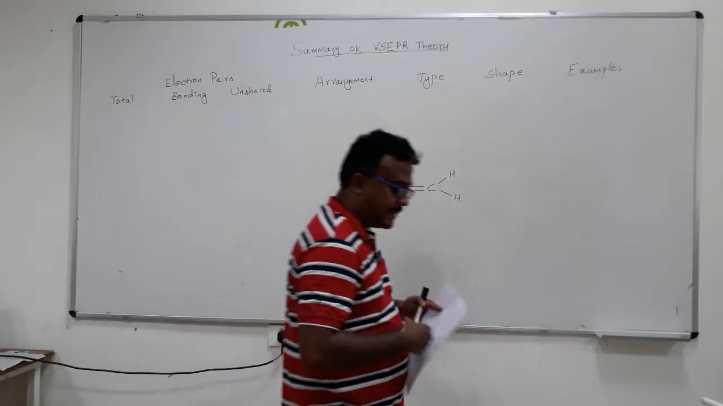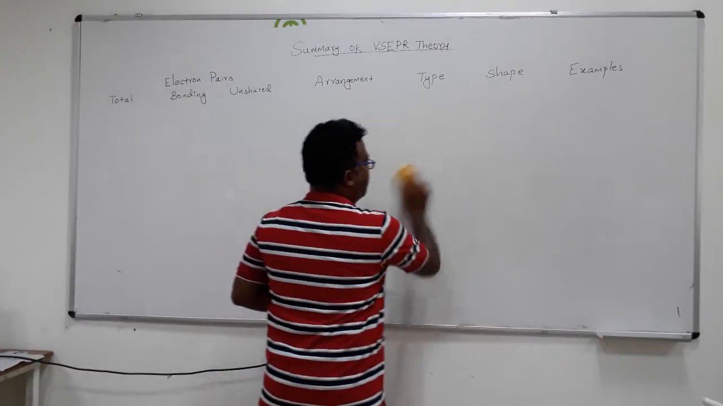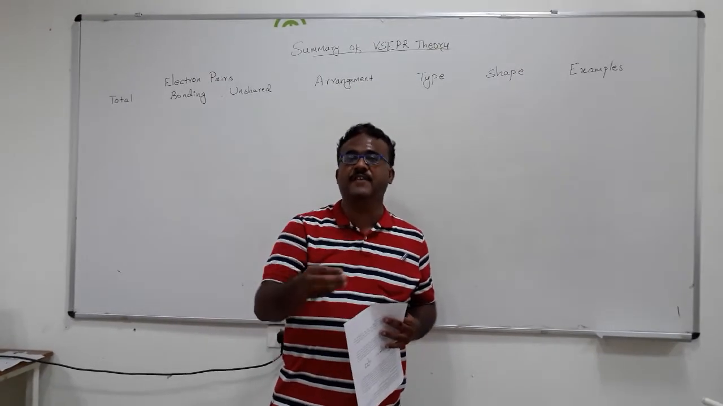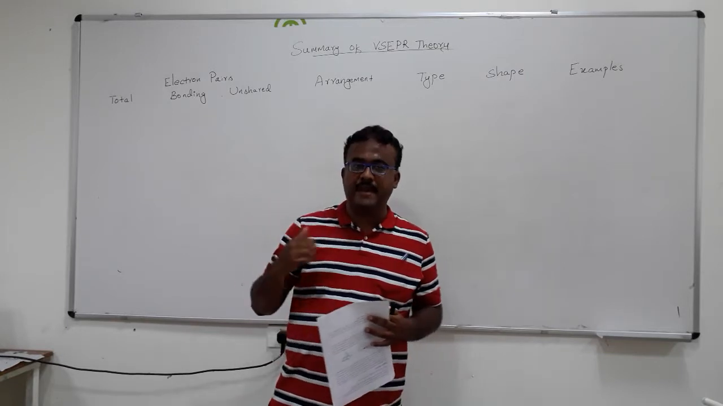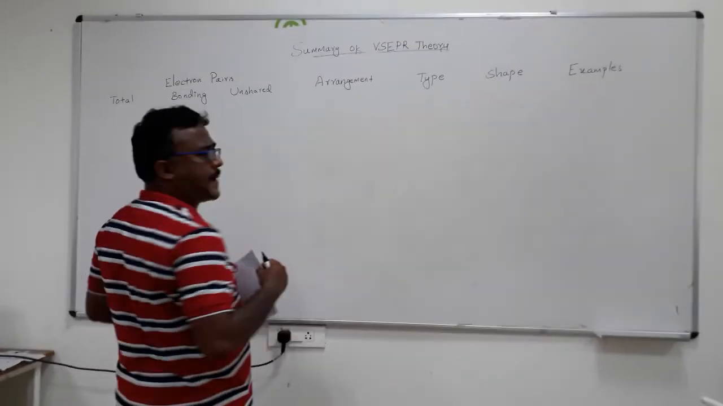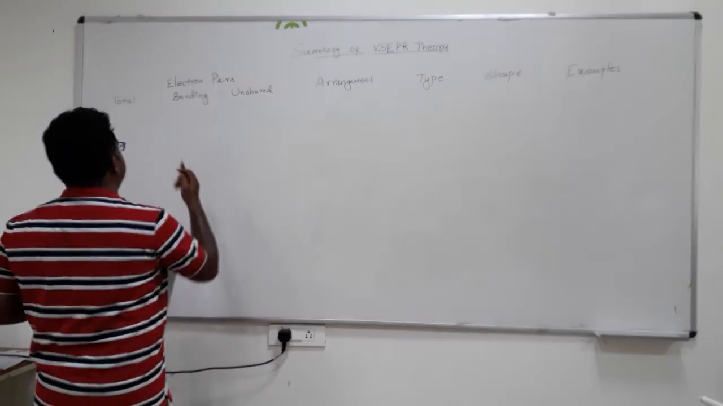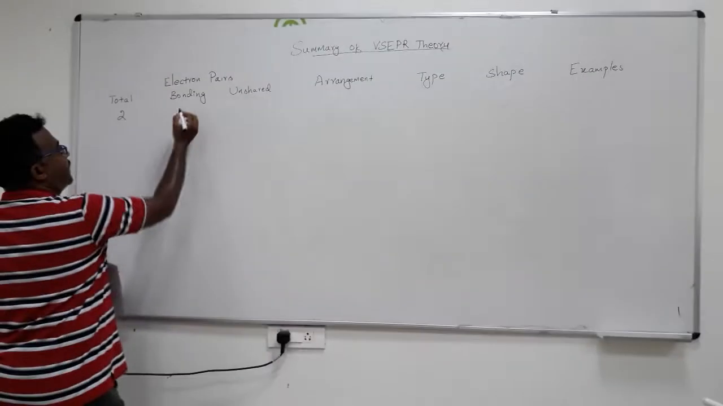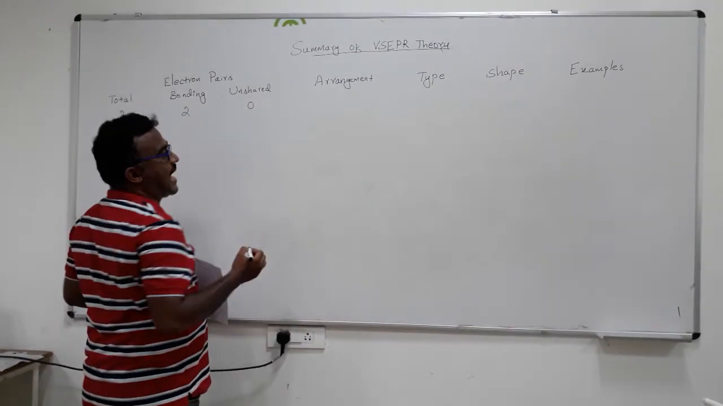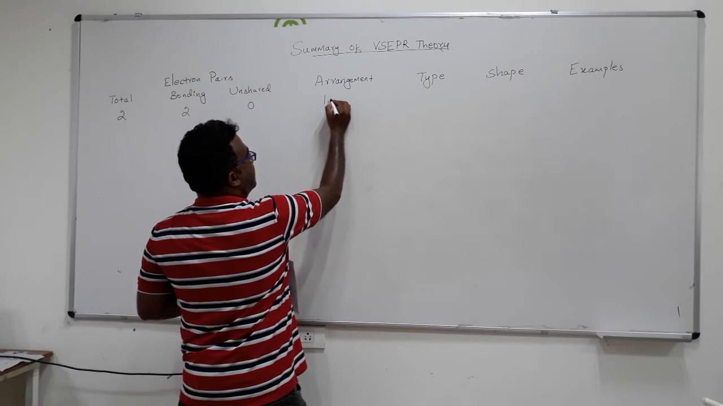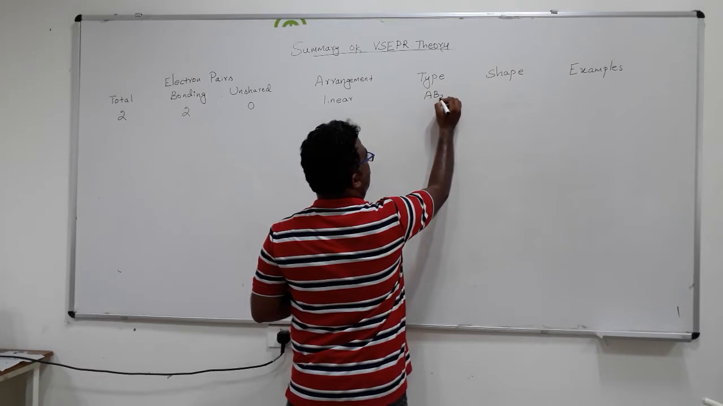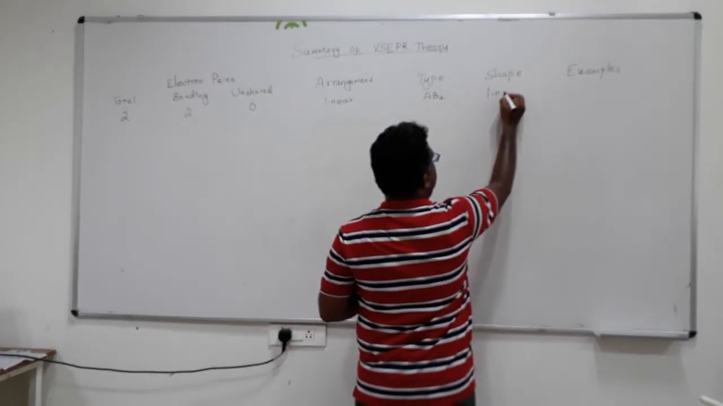Now let me summarize VSEPR theory with the most suitable examples. Last class I discussed it only very generally, now I am going to explain with the most suitable examples. First, electron pairs. If the total number of electron pairs is 2, then the bonding electron pairs are 2 and the lone pairs are 0, which means it has a linear arrangement, the type is AB2, and the shape is again linear.